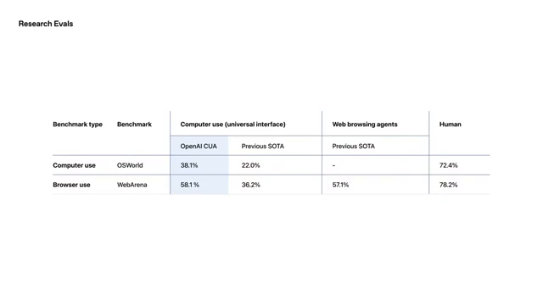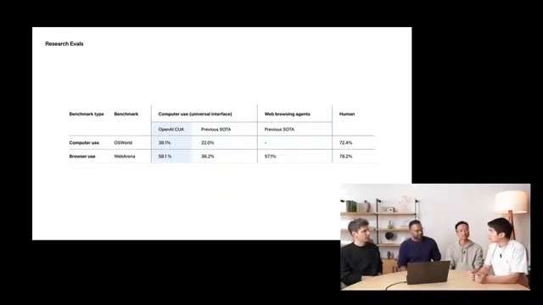The other eval we'll take a look at is called WebArena. WebArena is an eval that measures how well AI agents navigate some common websites like e-commerce websites or social forum websites. So on this task, CUA gets 58.1%, again higher than other publicly published results, but still falls short of human performance. Still a way to go. Still a way to go, yes.